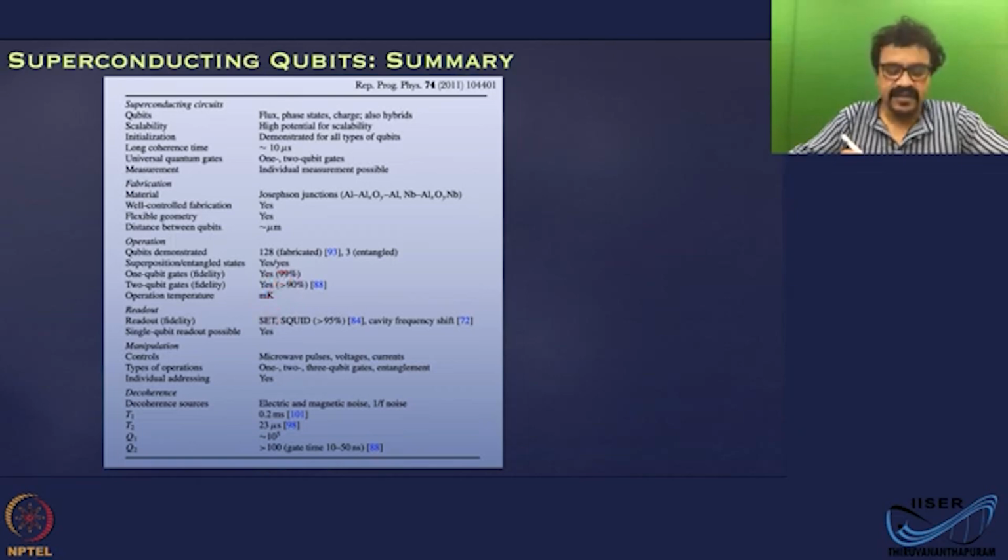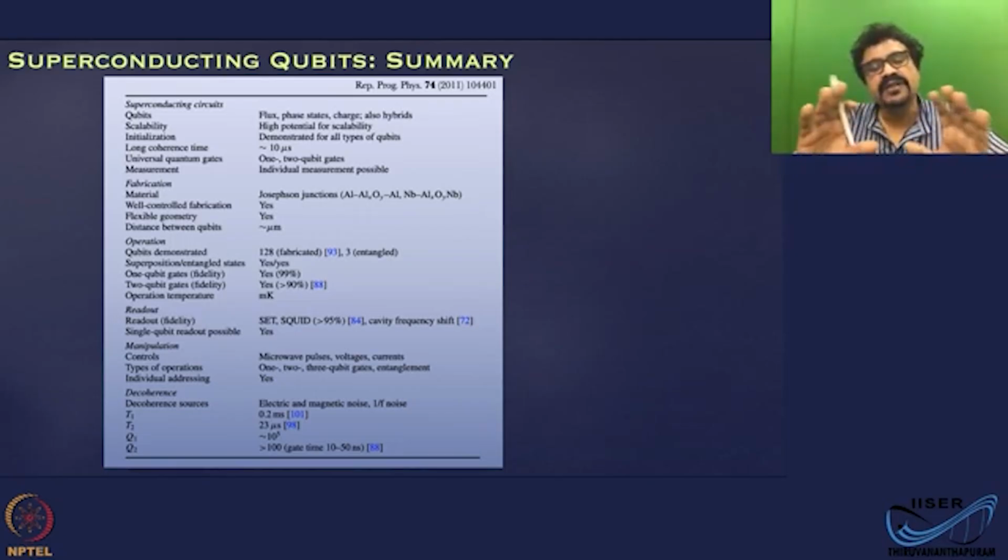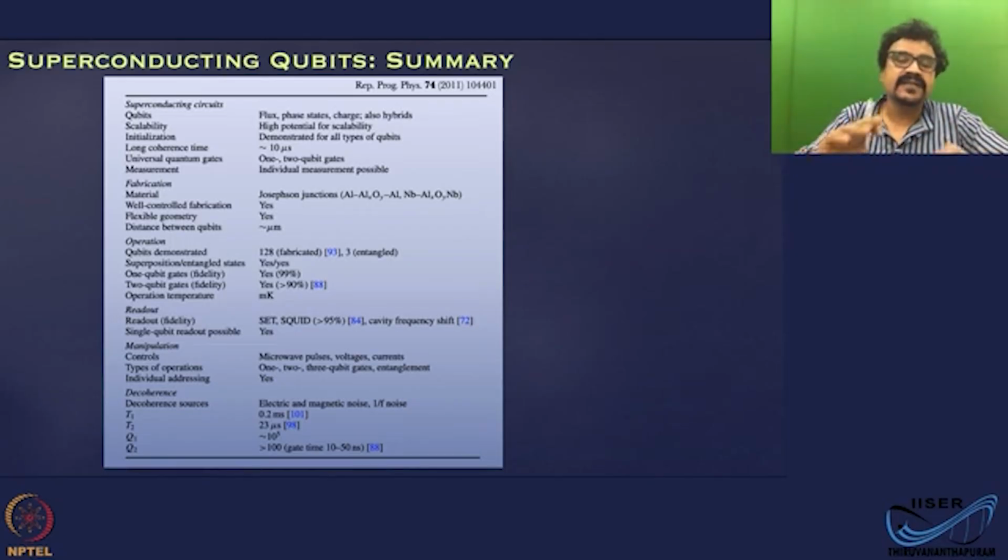Okay, and you can read out this qubit by using a SET, single electron transistor, which we have discussed in one of the previous modules. You can read the charge state, or basically the flux or the phase, by frequency shift. You can read out all these things. You can control this using microwave pulses, voltages, currents, all electrical. Okay, there are no optical elements here. Everything is electrical. Everything is circuit.